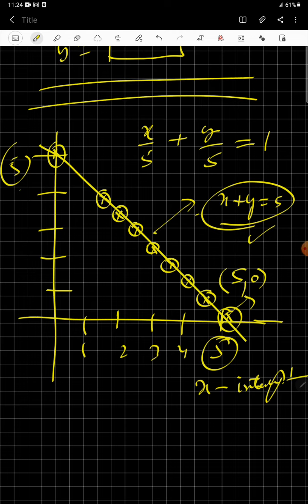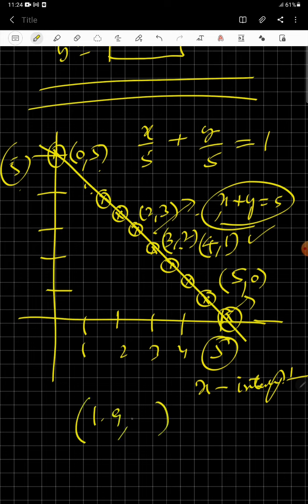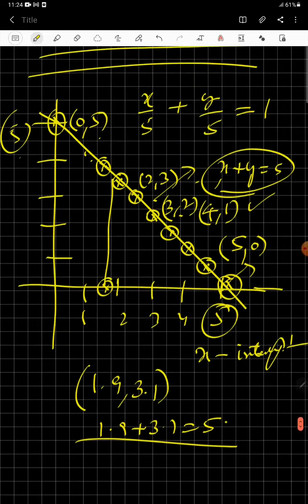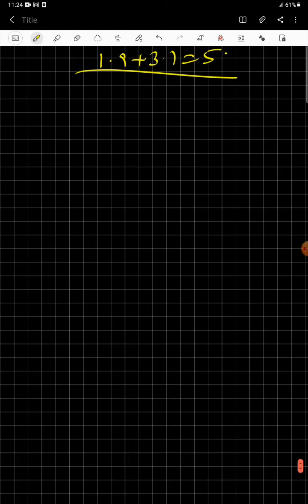If you take here 4, it will be 4 comma 1. So when x is 4, y value is 1. When x is 3, y value is 2. When x is 2, y value is 3. When x is 0, y value is 5. Not only that, if x value is taken as 1.9, then the value of y will be 3.1, and 1.9 plus 3.1 will be equal to 5. I hope you understood. This is the way how we have to get the equations of the curves.